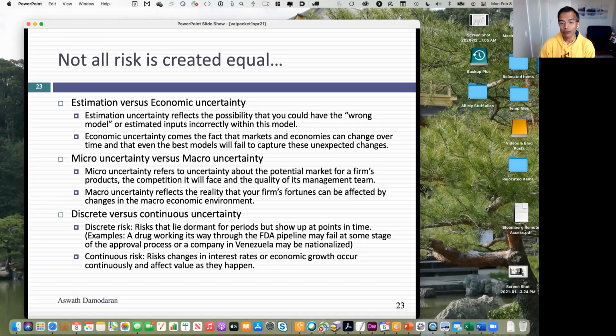Where will interest rates go? That's macro uncertainty. You say, why bother? Macro uncertainty is the uncertainty we try to build into discount rates. We'll talk about why. Micro uncertainties we're aware of, but we just let it pass through.